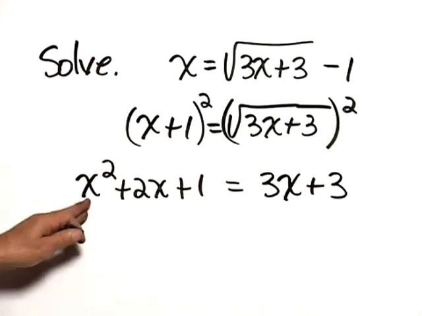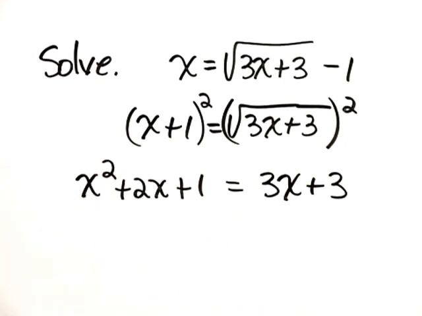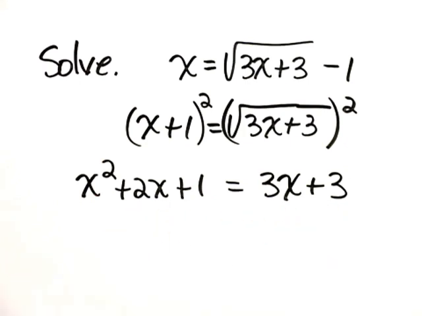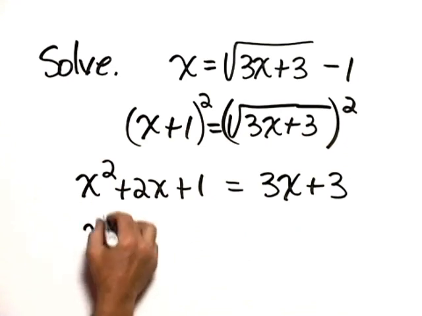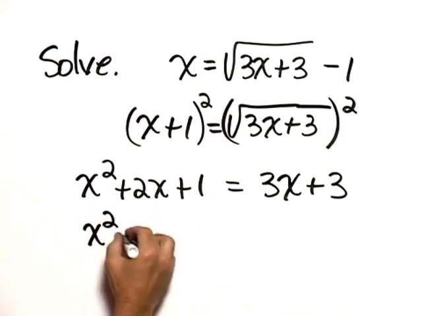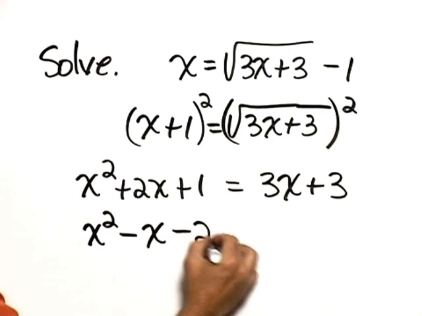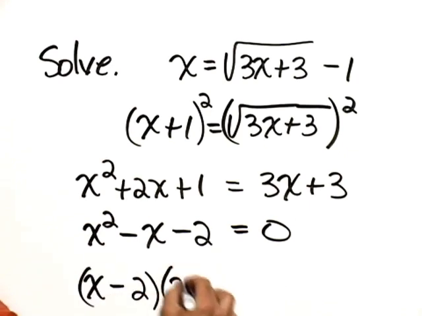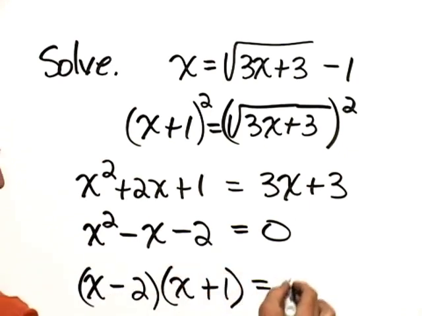Since this is a quadratic equation, the x squared, we wish to subtract 3x and subtract 3 from both sides so that we have 0 on the right-hand side. That result would be x squared minus x minus 2 equals 0. Factoring the left-hand side, x minus 2 times x plus 1 equals 0.